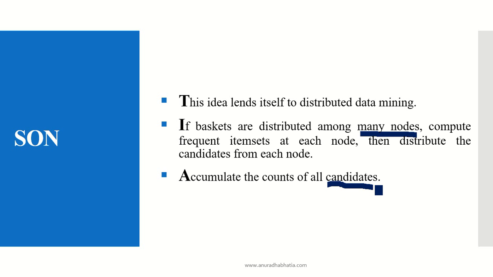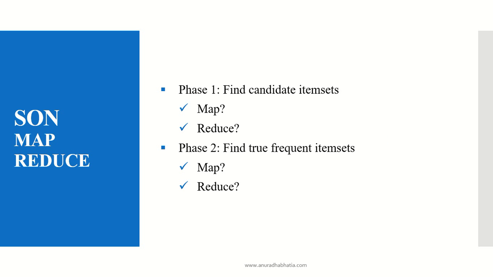Now here SON is basically implementable for a single item set. We usually don't work on pairs, but yes, we have to find out pairs to check the authenticity and how the counts can be reduced. We have to work on it. Now SON also works with MapReduce.